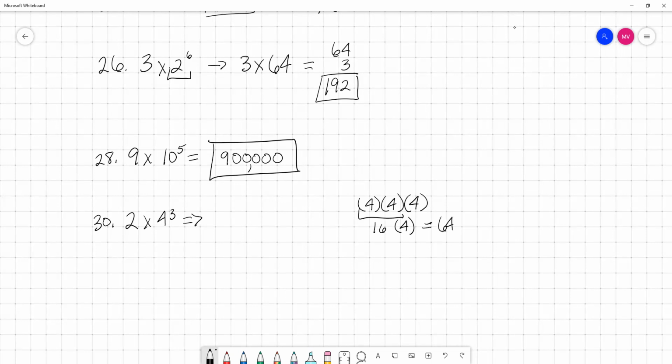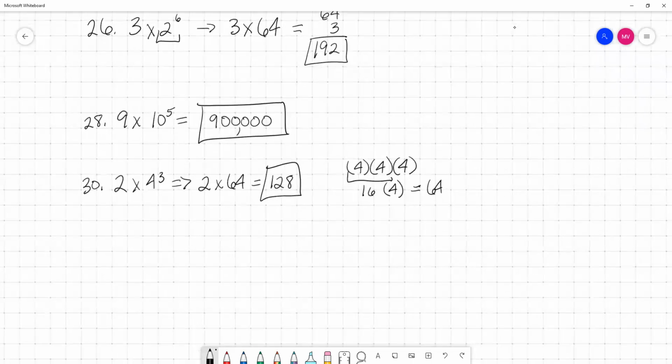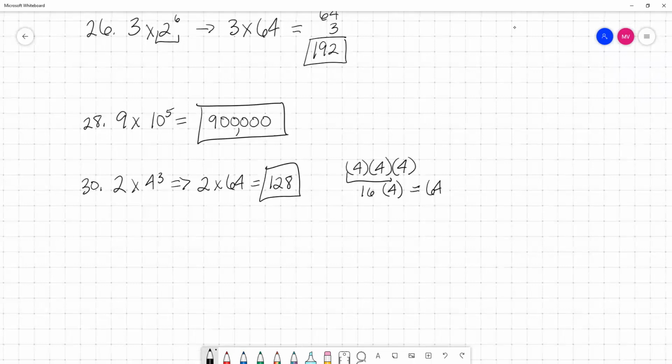Let's go ahead and solve what we have. So this becomes 2 times 64, which is 128, right? 2 times 4 is 8, 2 times 6 is 12. So we had the question, what if we did 2 times 4 cubed? Well, what's 2 times 4? 2 times 4 is 8.